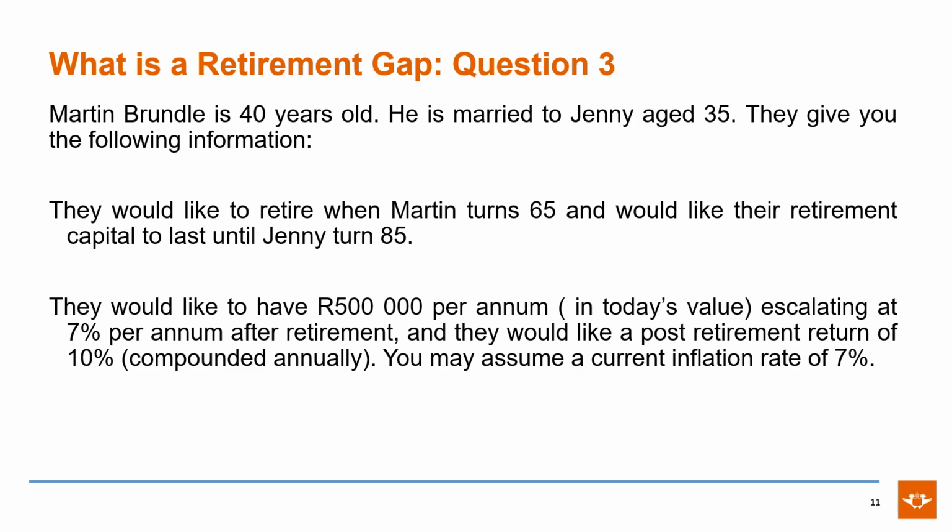Martin is currently 40 years old. He'd like to retire at age 65 and would like their retirement capital to last until Jenny turns 85 years old. They'd like to have 500,000 Rand per annum, escalating at 7% after retirement, and he can earn a post-retirement return of 10% compounded annually. You may assume a current inflation rate of 7%.